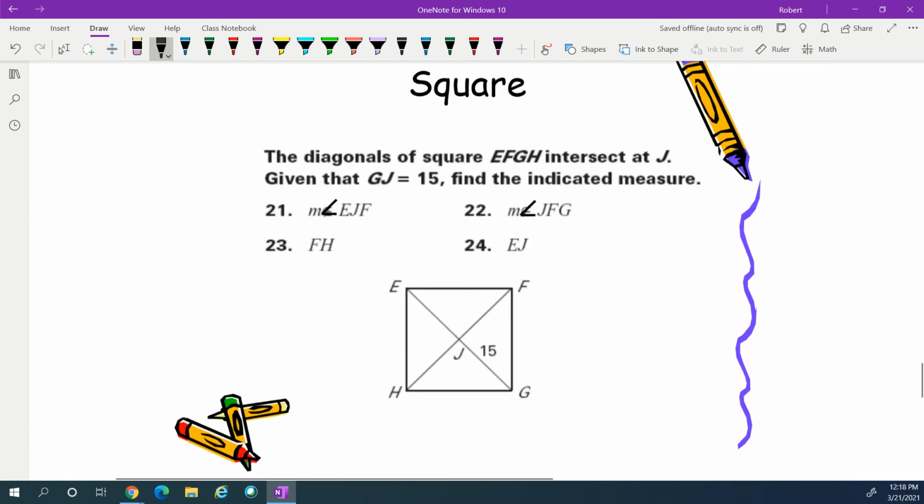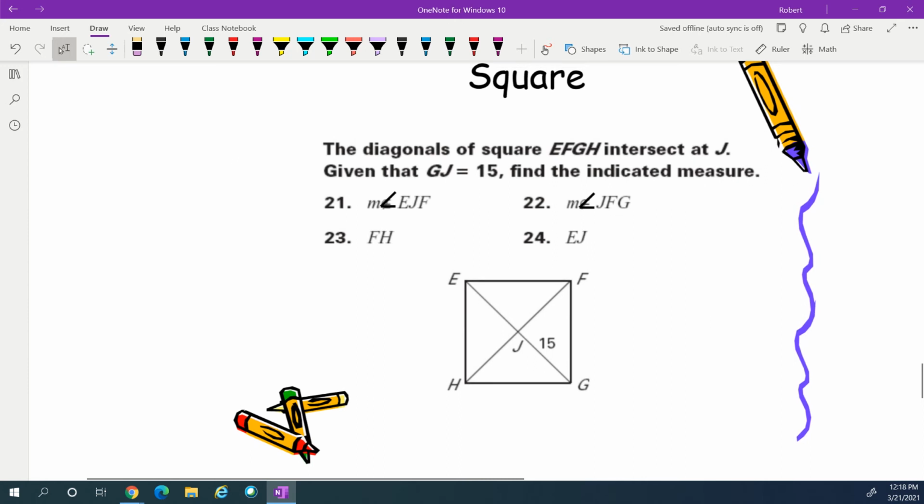And let's go solve a problem or two. So here we have the diagonals of square EFGH intersect at J. That's all drawn. GJ is 15. That is shown to us, and we're asked to find a few measurements. So let's start with number 21. Angle EJF. Well, we inherited the properties from a rhombus that the diagonals are perpendicular. So 90 degrees.